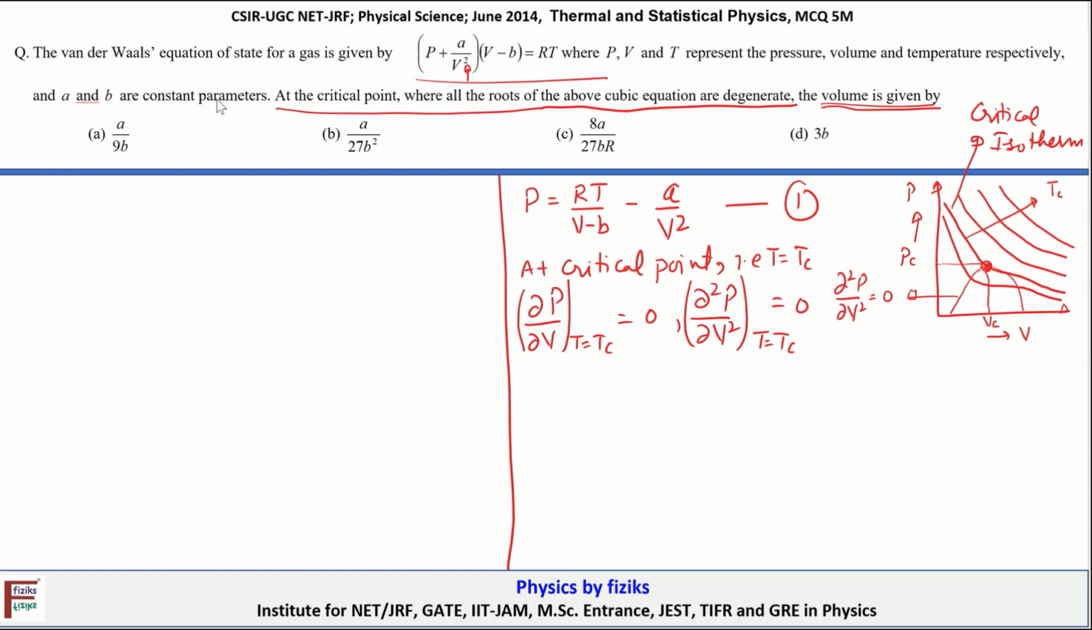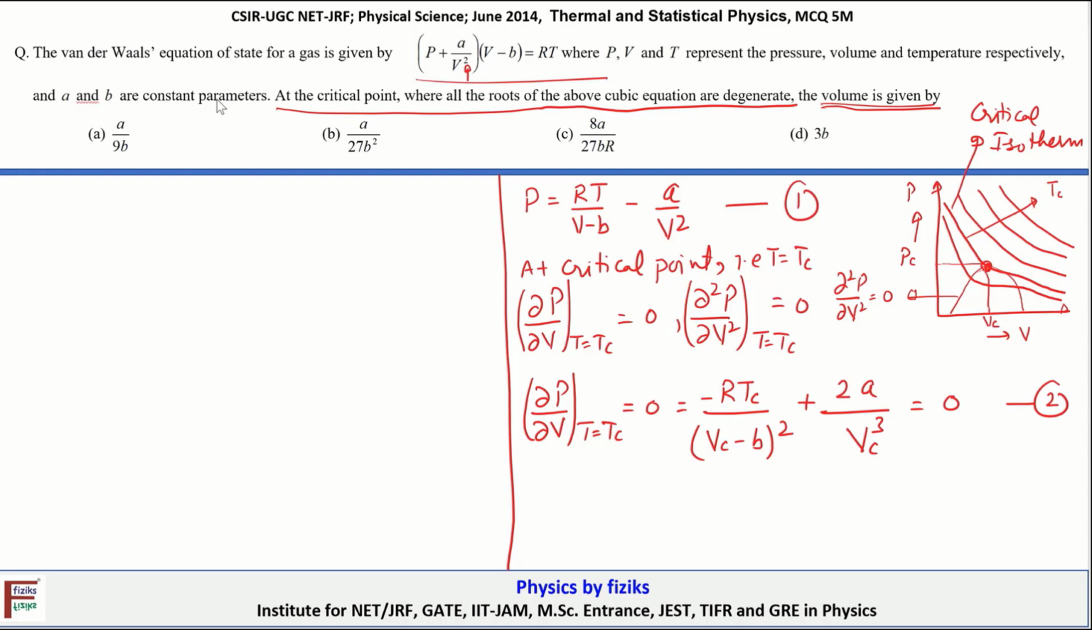Okay, so dP by dV at T is equal to TC is equal to minus R TC upon Vc minus b, whole square, plus 2a upon Vc cube, and that is equal to 0. So I will call this equation 2. Okay, so after rearranging this equation, we obtain RTC upon Vc minus b whole square is equal to 2a upon Vc cube. Okay, so I will call this equation 3.